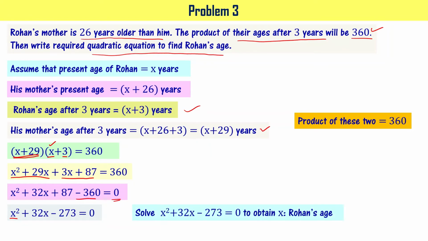So let us solve. One has to solve x square plus 32x minus 273 equal to 0 to obtain Rohan's age. This is what we are asked to do, right? Write the required quadratic equation to find Rohan's age.